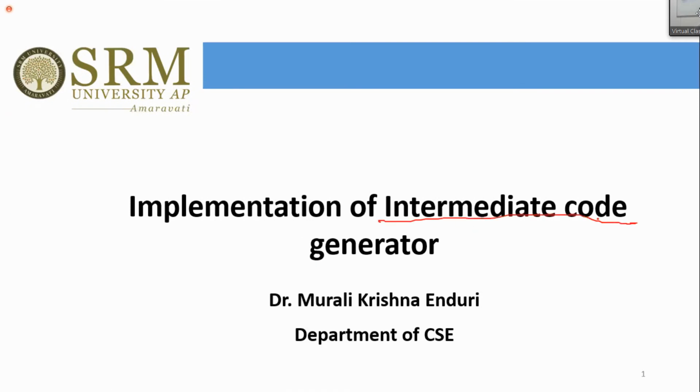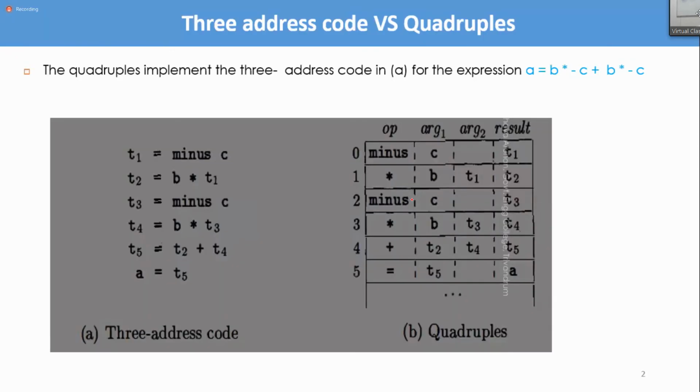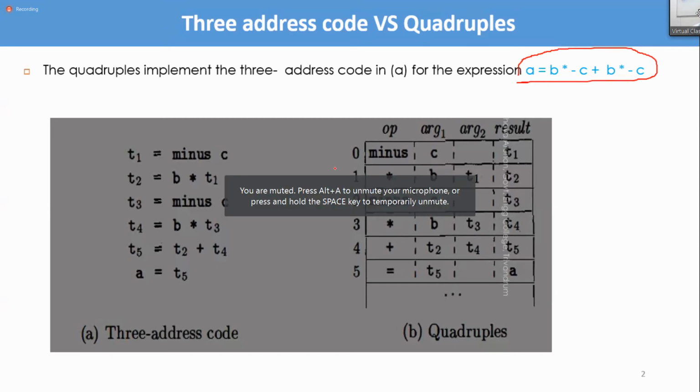So today we are going to look at the intermediate code generator. We already discussed in the class what the intermediate code generator is. It is like, if you are giving any kind of equation, then it is converted into a 3-address code or a quadruple kind of form.